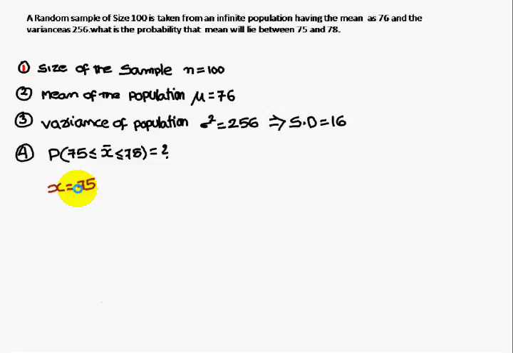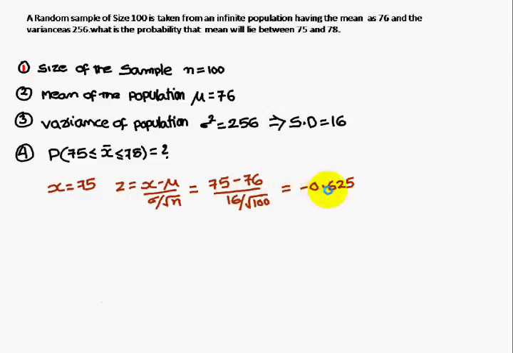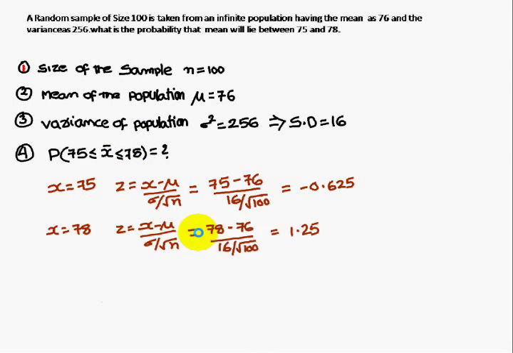You convert it into the Z scale. The Z scale formula here is (x minus mu) divided by sigma by root n. So if you do this, x here is 75 minus mu 76, sigma value is 16 and n value 100. If you do that, you are going to get minus 0.0625. Similarly for 78, we convert into the Z scale. If you do it like this, you are going to get 1.25.